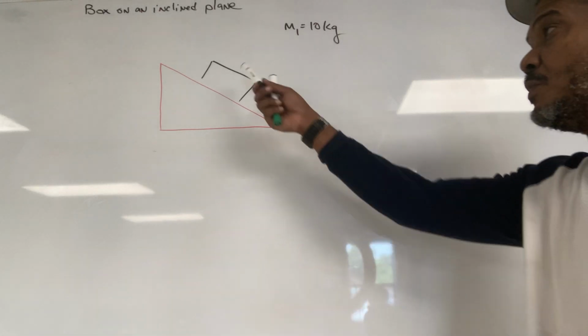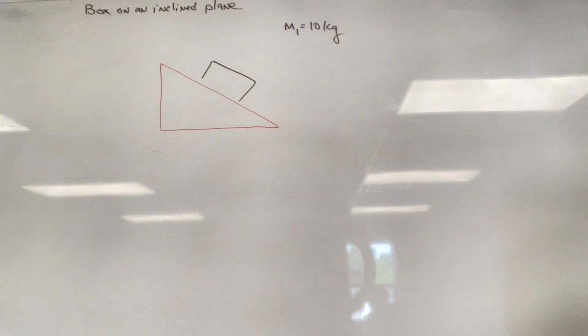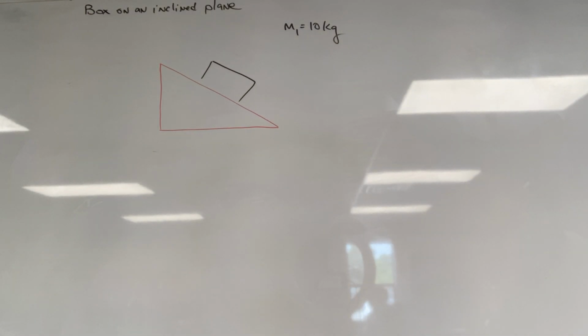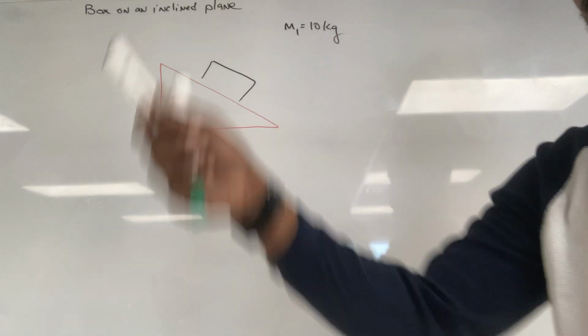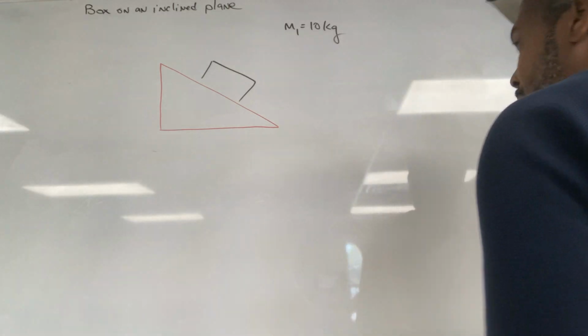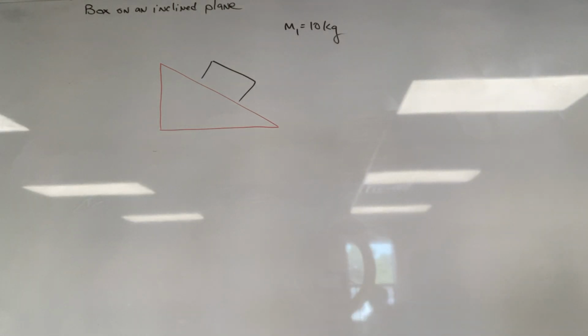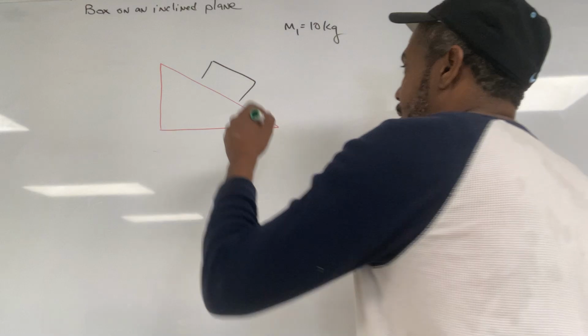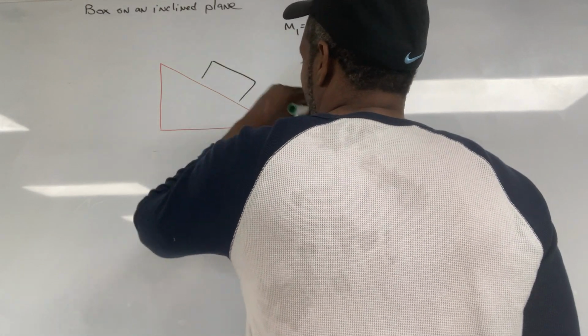So in this situation, we don't have an applied force. We don't need one, right? Because we're on the inclined plane, we don't need an applied force for the box to do what? Slide down. We need an applied force for the box to do what? Go up, though. But to slide down, we don't need an applied force. Gravity will do that for us. All right?